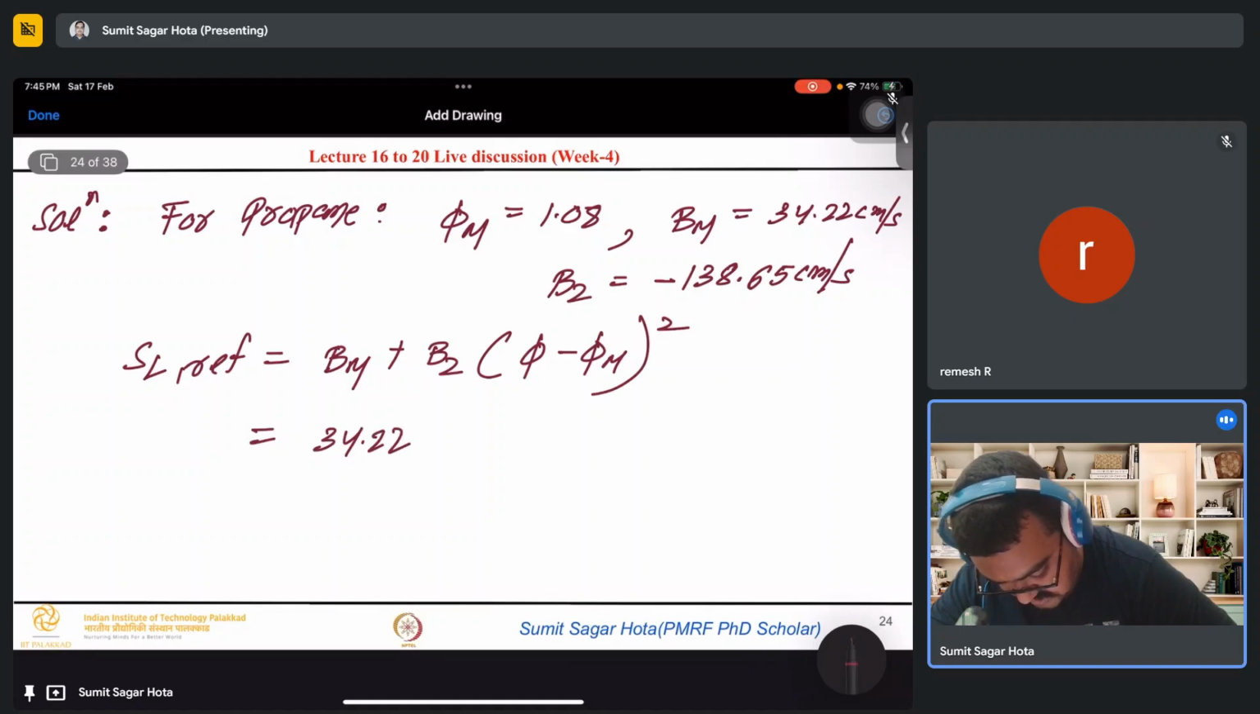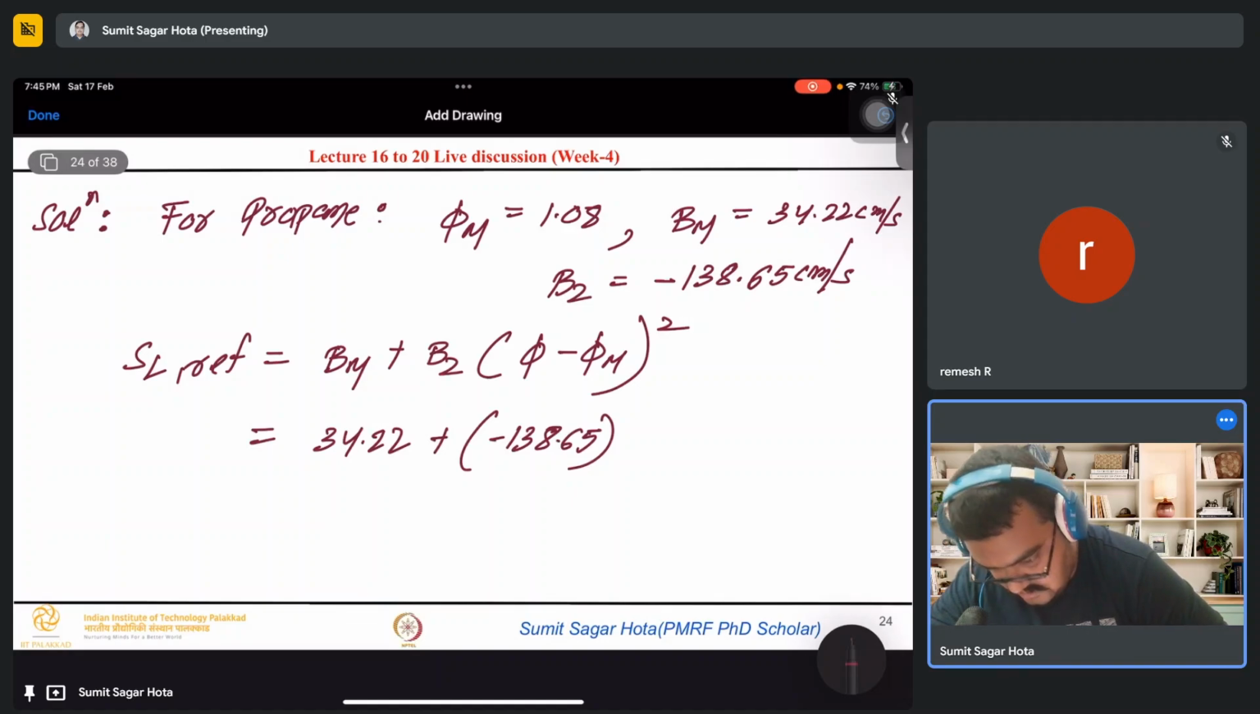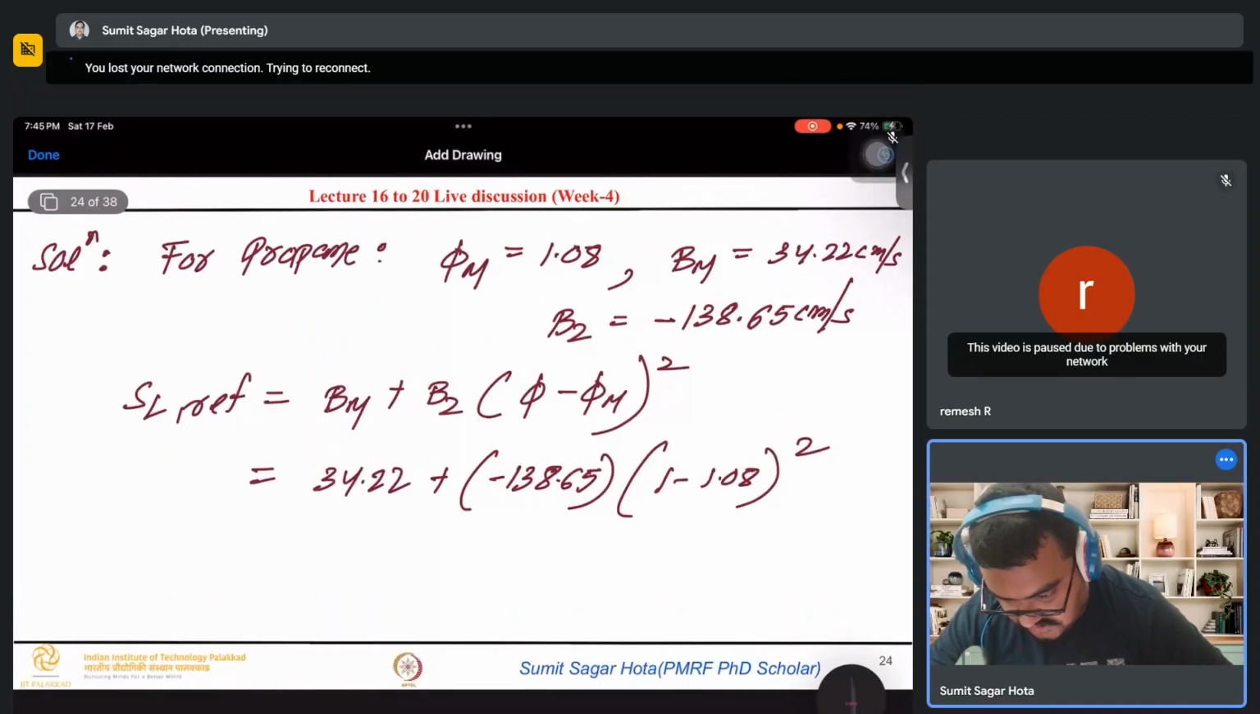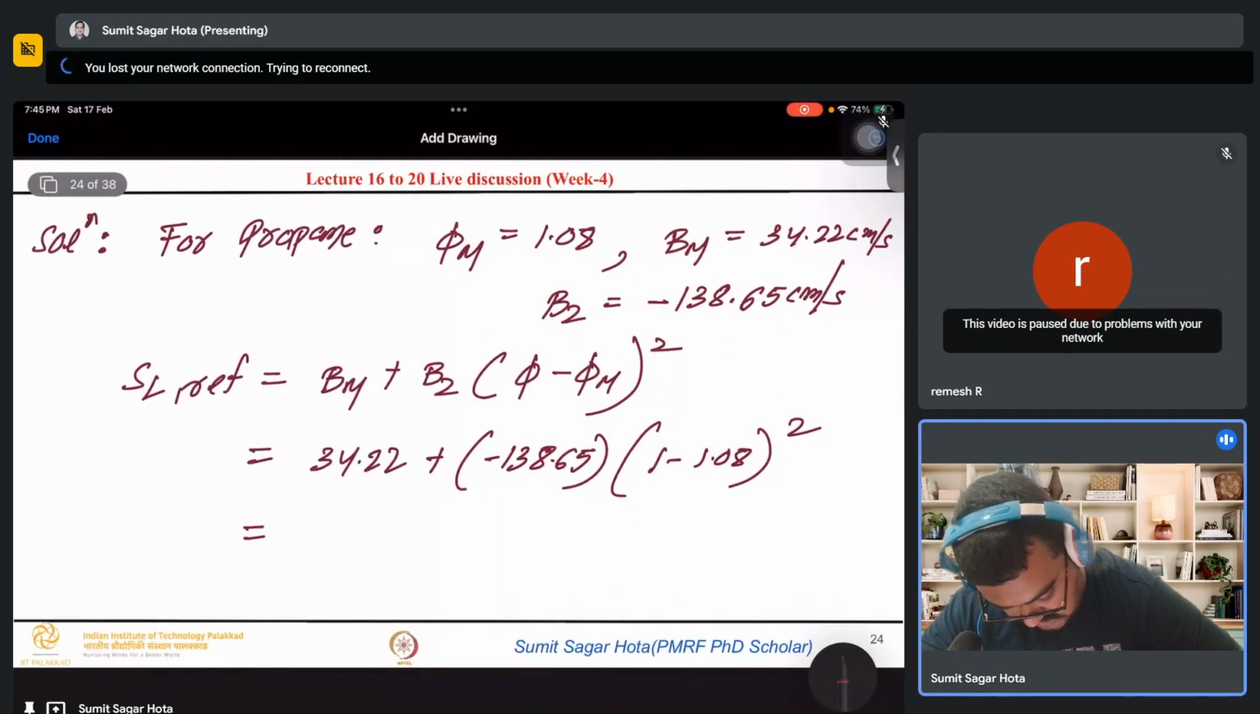Now the procedure becomes simple, because it is the same thing we did before, and we are just doing it again. You see here phi, now here it is given as 1. Sorry, yes, stoichiometric is given. So phi is given as 1, just solving.